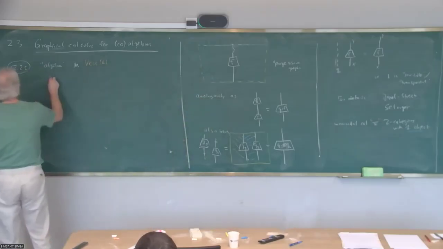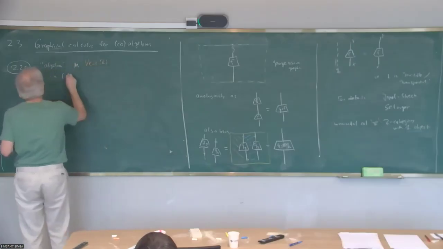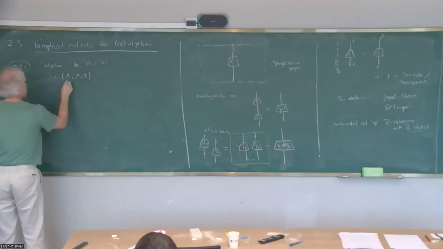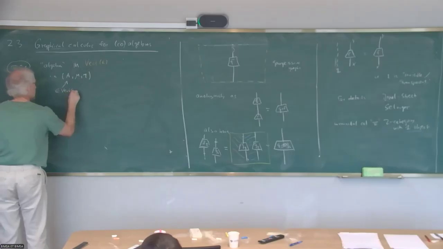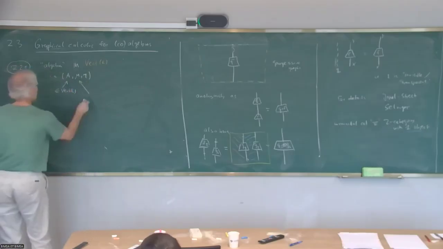So what is this? This is a triple (A, mu, eta), where A is a vector space. So this is an object in Vect_K. Let me write it in this way. Mu is a K-linear map.